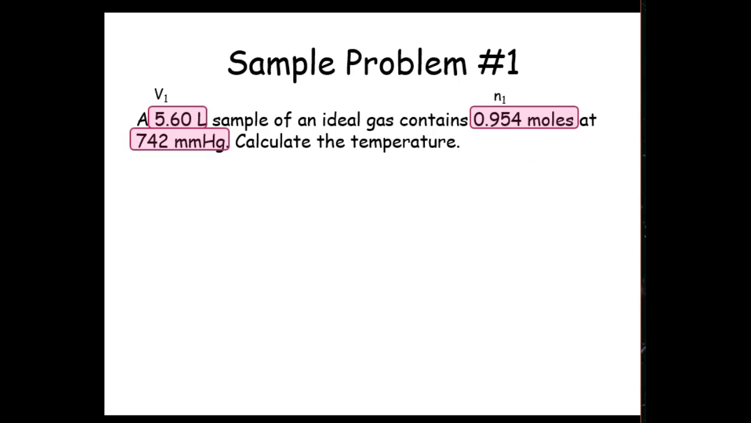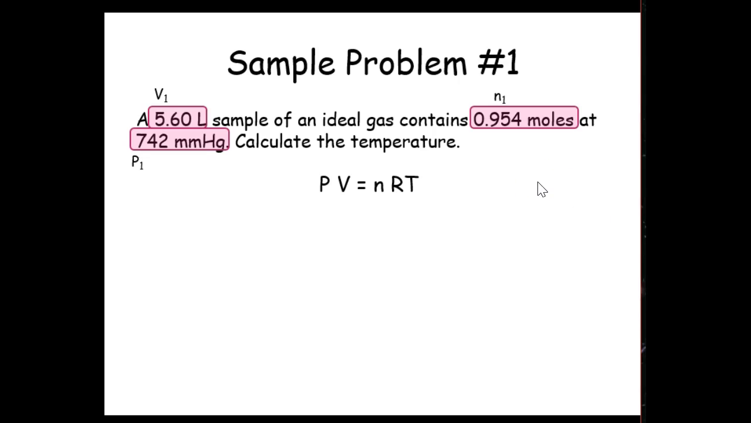And they give us the pressure at 742 millimeters of mercury. That's going to be our P1. So we need to calculate the temperature in this case. When I look at our equation, I have one of each, so I can't use the combined gas law. I must use the ideal gas law.